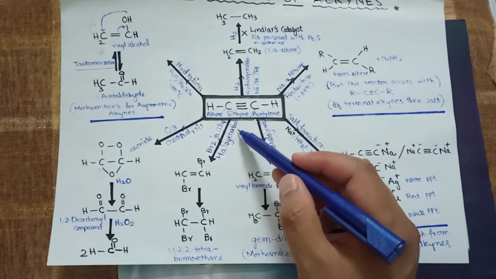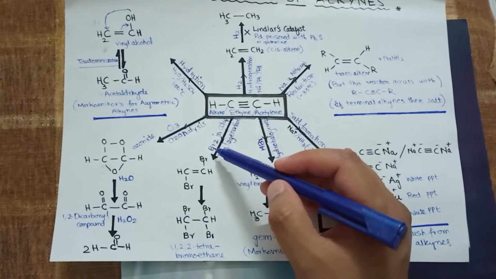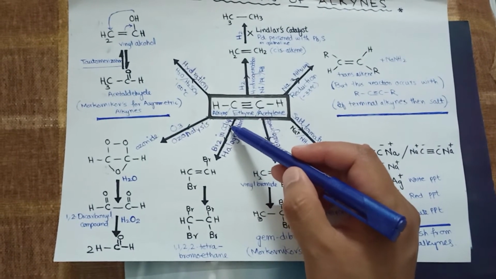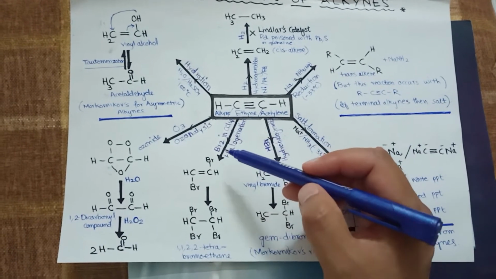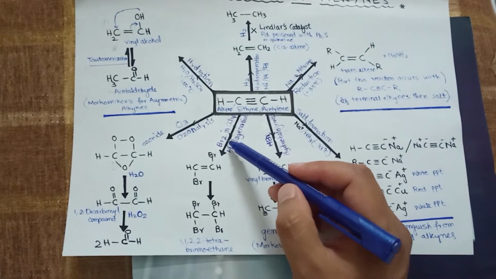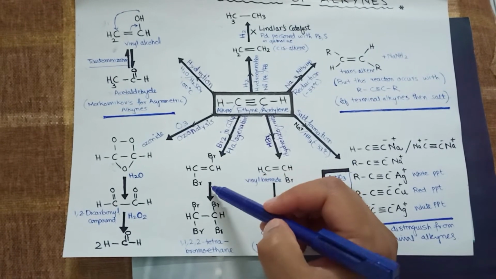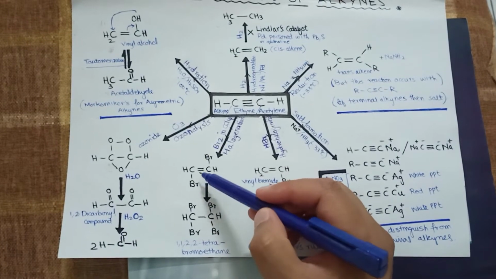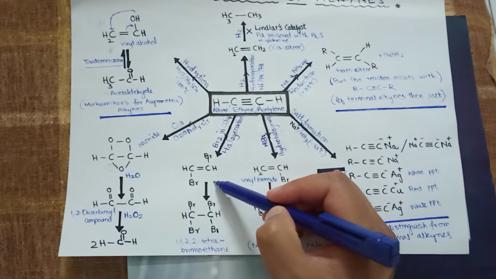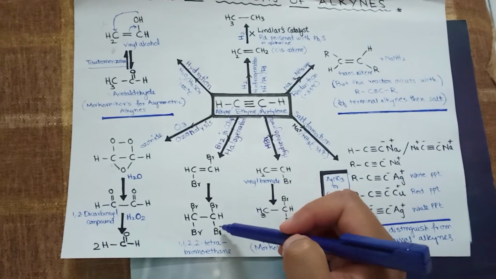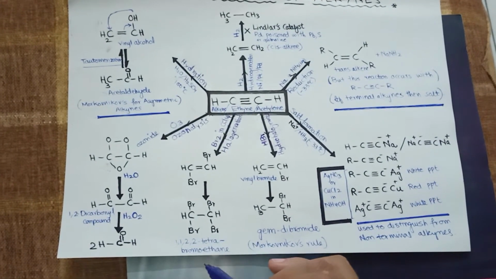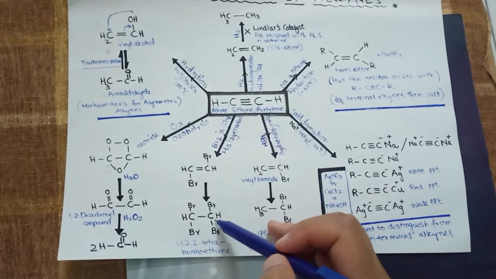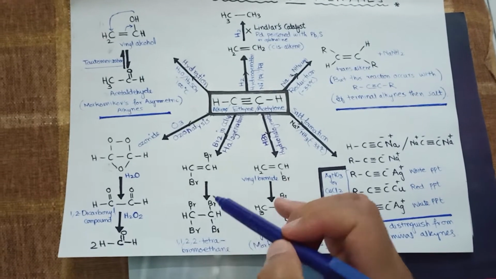The next is halogenation. Halogenation is the addition of halogens. So in this case, we use bromine in the presence of an inert solvent, which is carbon tetrachloride. And in this case, bromine will be attached on both carbons, like here, 1,2-dibromoethane is produced. And further halogenation will produce 1,1,2,2-tetrabromoethane. So all these four bromines will attach and we get a carbon-carbon single bond, which is saturated.